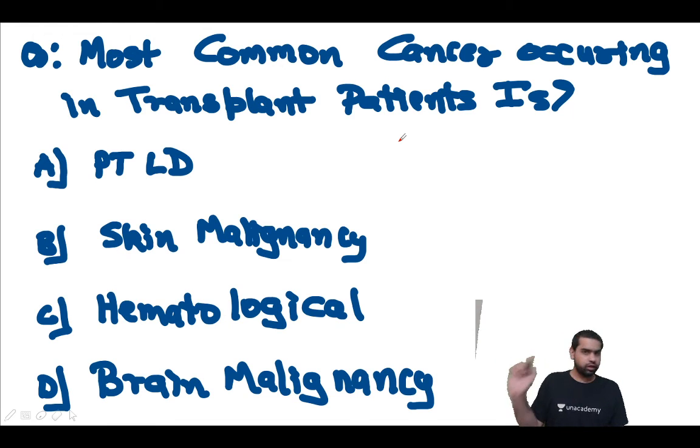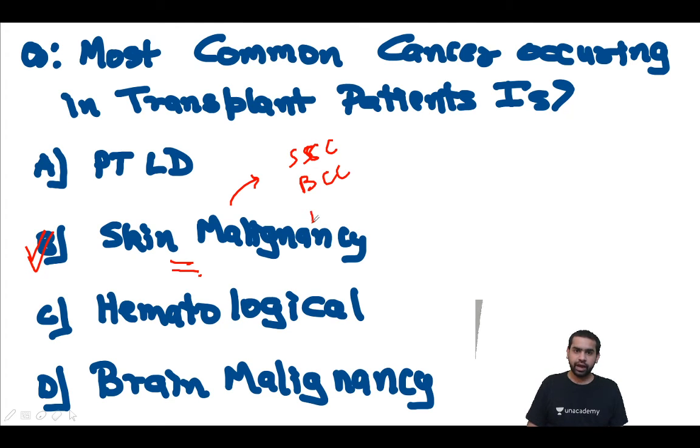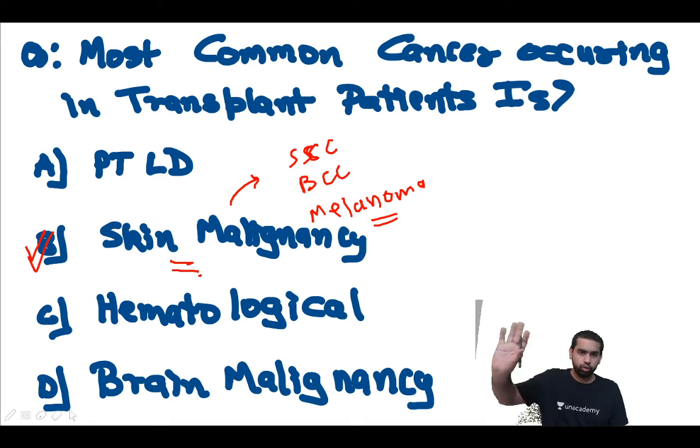Okay. So guys, this should not be done wrong. This is a very, very simple question. It's a repeat question. The answer to this question is a skin malignancy. Okay. So the most common cancer occurring in the transplant patients is a skin malignancy. I hope you got it. Please understand. Please don't do it wrong. And which skin malignancy? So you have a squamous cell carcinoma, and what do you have? You have a basal cell carcinoma and you have a melanoma. So out of these, which is the most common malignancy occurring in the transplant patients? So guys, the answer is B. No doubt it is B.